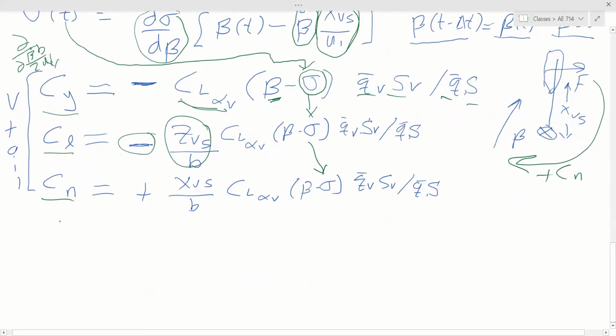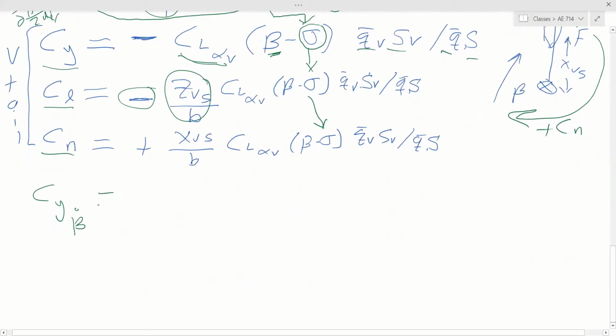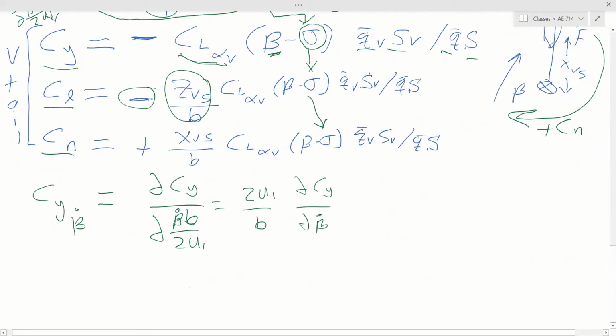So CY beta dot means this fancy derivative, and we can pull that out. You can do it as terms of partial derivatives of a change of variable or however you want. We went through that when we were talking about the longitudinal. So we just need to take the derivative of the stuff up there with respect to beta dot.